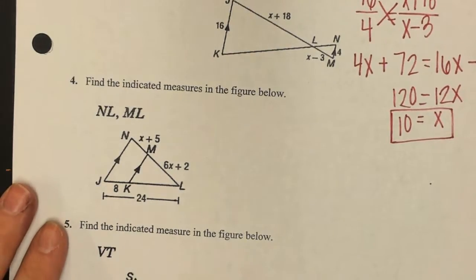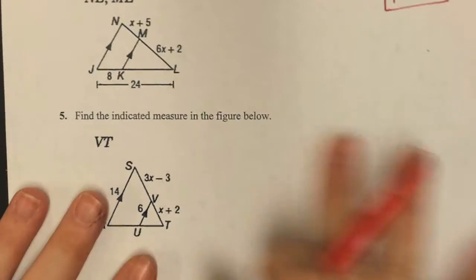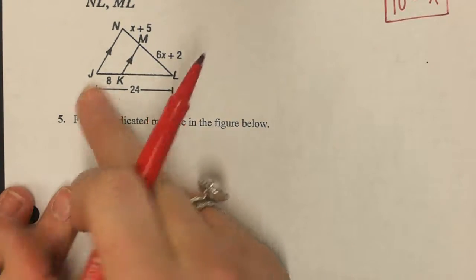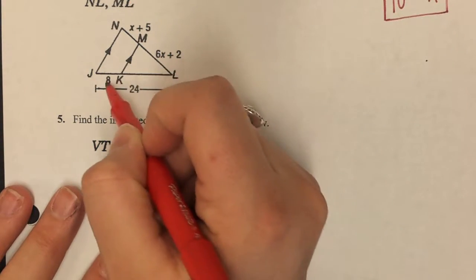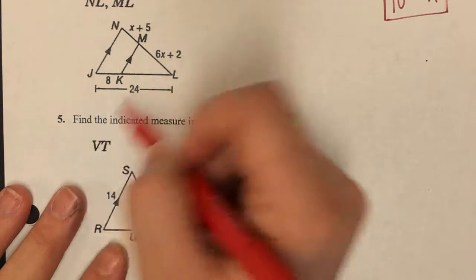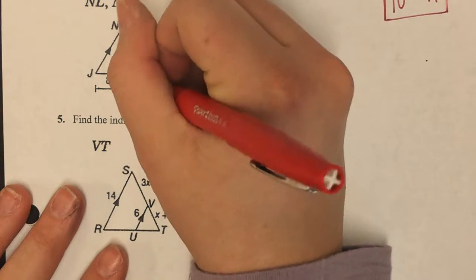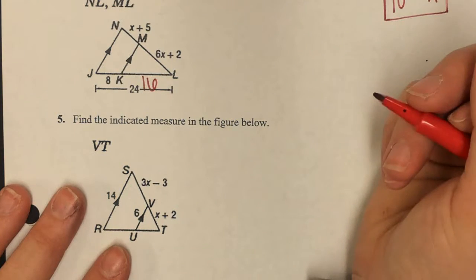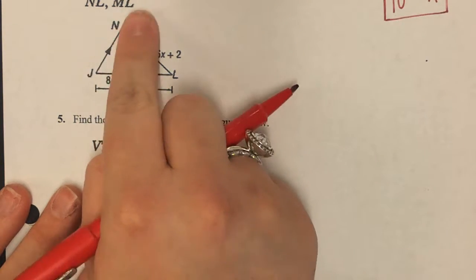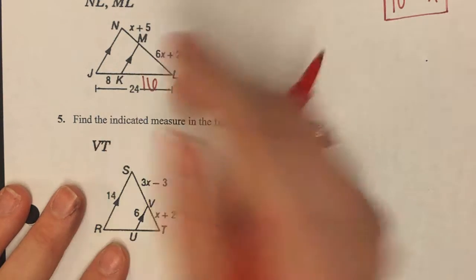All right, number 4. So the thing about number 4 is that we have this missing side. But I know the whole thing is 24, and I know this piece is 8. So to find the missing piece, I just need to do 24 minus 8, which gives me 16. Now set up your proportion. They are parallel, so you can go side to side.